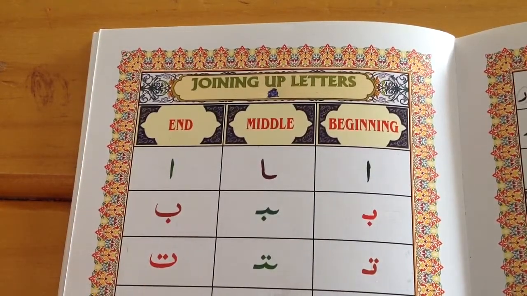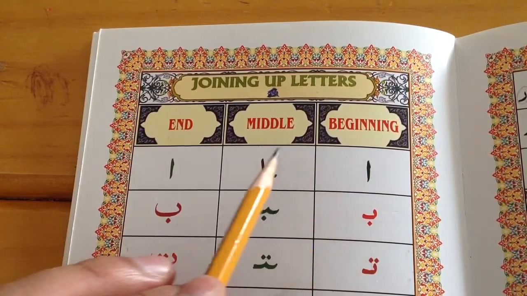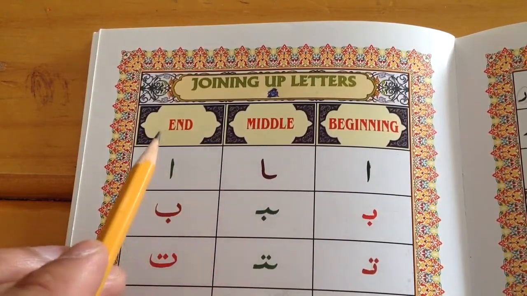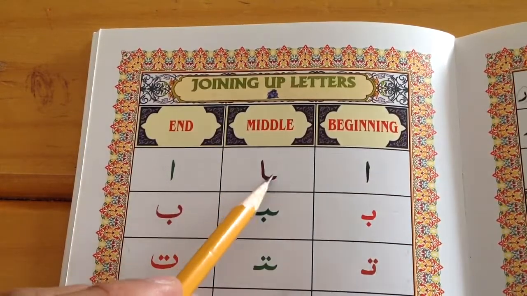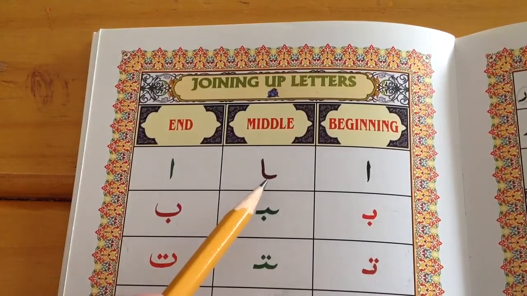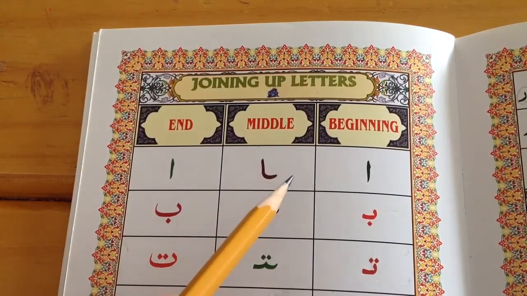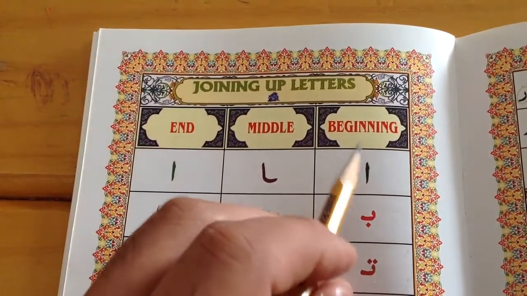Now this lesson is a combination of lessons 2 and 3. It teaches us how a letter looks when it's in the beginning of a word, in the middle of a word, and at the end of a word. Secondly, it teaches us that when a letter has a tail or two tails, it's all about joining with the letter before it or the letter after it. So let's go over this lesson.